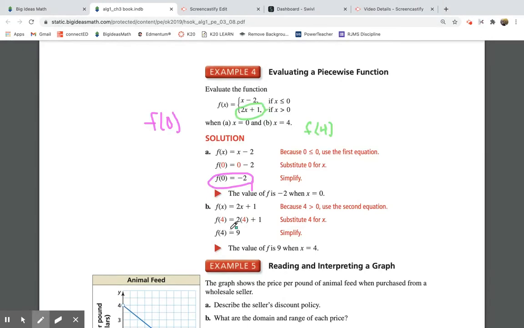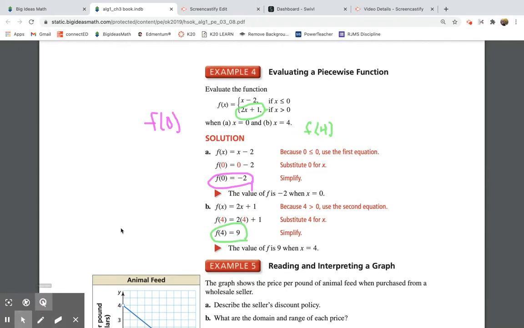So I come down here, 2x plus 1, but now instead of x, I'm going to plug in 4. 2 times 4 is 8, plus 1 is 9. So f of 4 equals 9. Or they say the value of f is 9 when x equals 4. Same thing. So see, it's not that hard. You first just have to find out which piece it can fit in and then plug it into that piece. More than likely, it will not be able to fit in one or the other because otherwise your graphs would be overlapping.